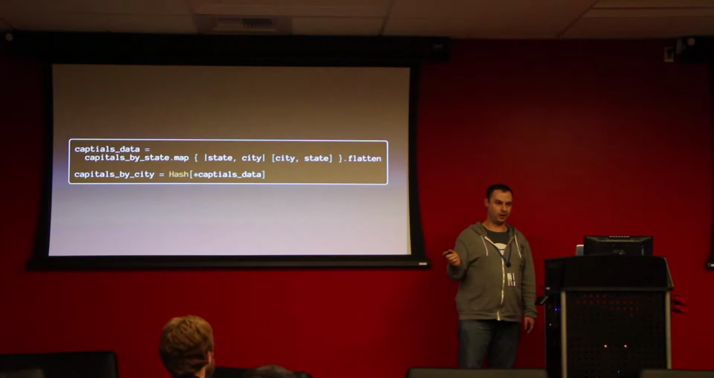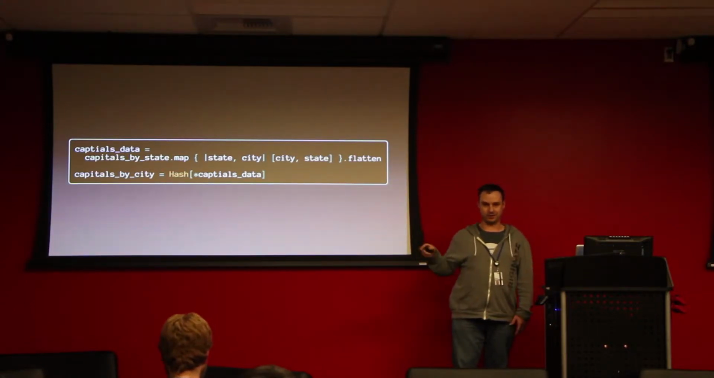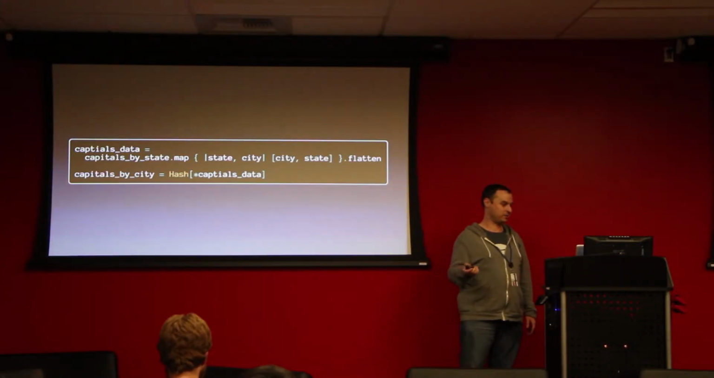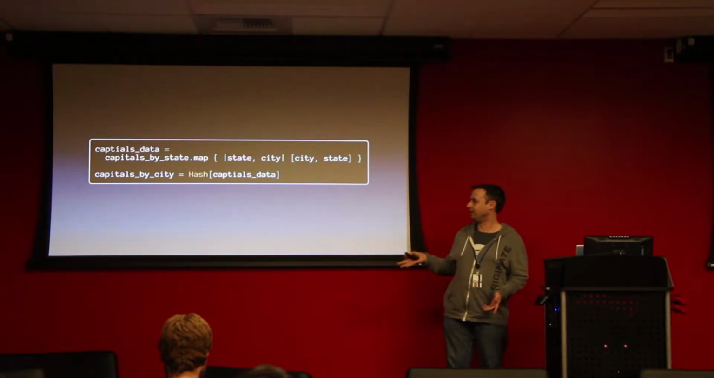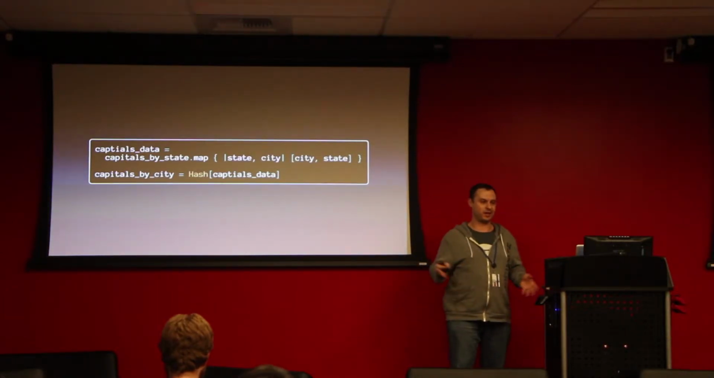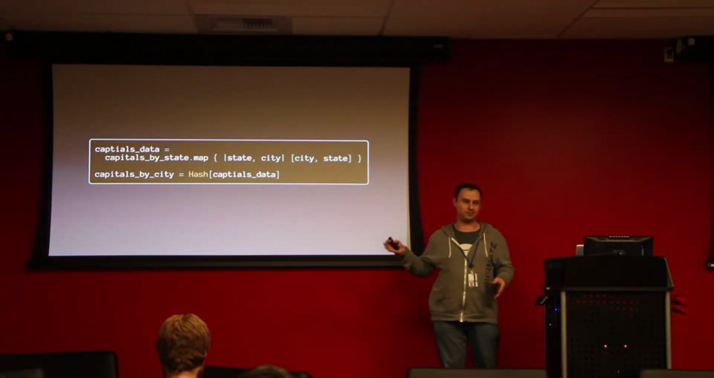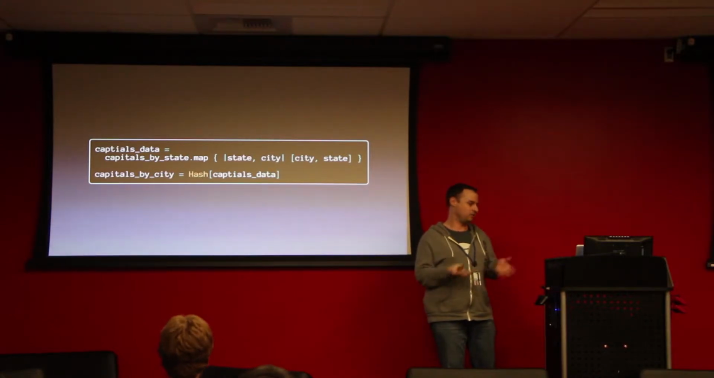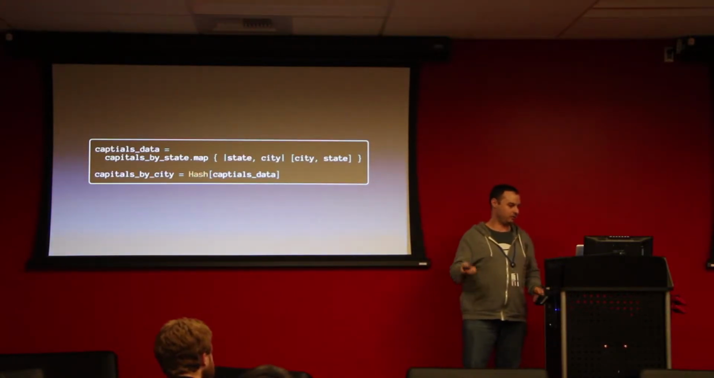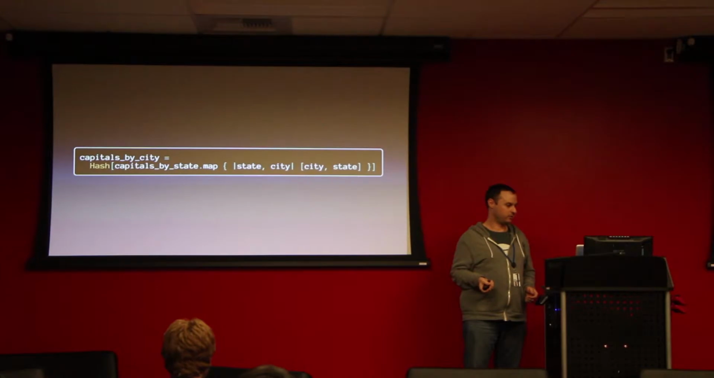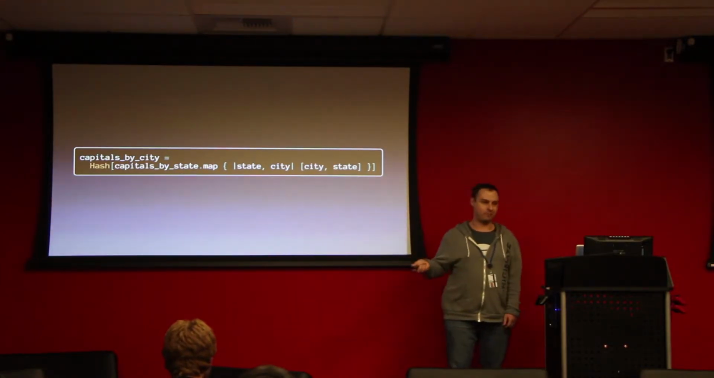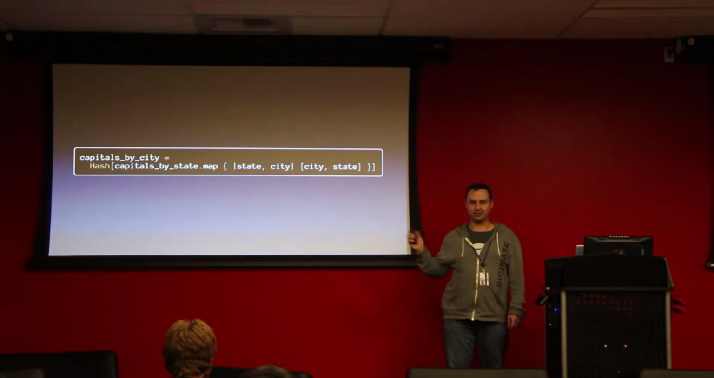The other way that the subscript operator on the hash class works is if you give it an array of key value pairs, it understands what that is and creates the hash. So you don't need to flatten and then splat it out. You just give it the data. Or you can make it even shorter by doing it inline. So this is actually the way to map over a hash and get a new hash back out.